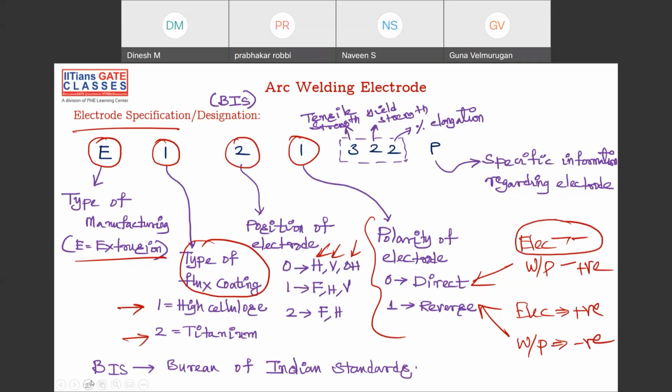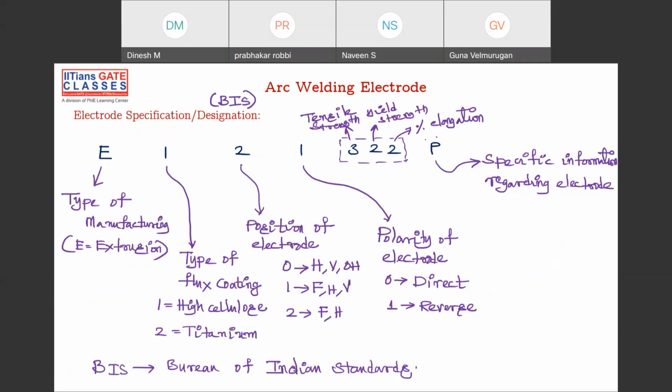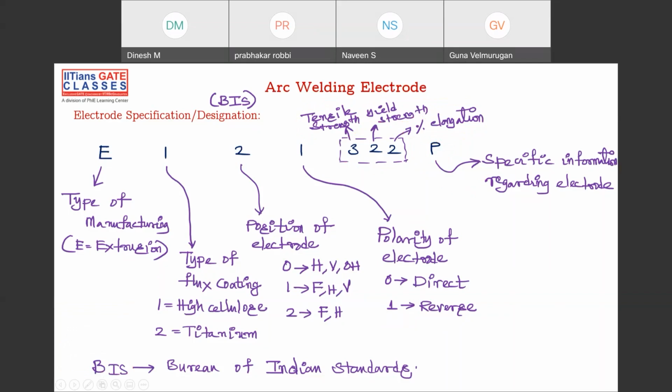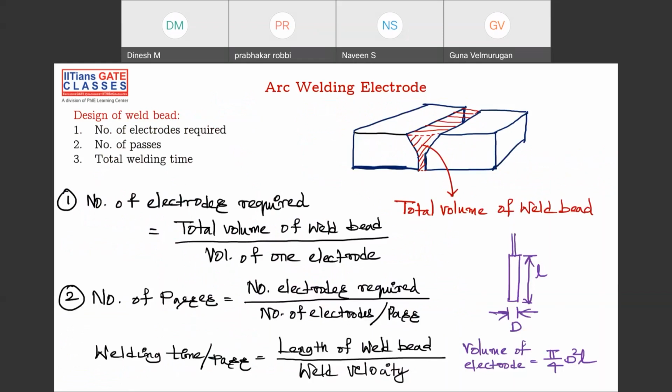Good, excellent, fine. And then this 322 is nothing but the tensile strength of the electrode, yield strength of the electrode, percentage of elongation, all these things are mechanical properties. And the last one is for specific information that the company can put. If you want, you can remember, but I think this kind of question is asked in the engineering services examination, but I don't know whether they'll ask it in HAL or not. I haven't seen this kind of question asked. Okay, fine. Now, these are very important.